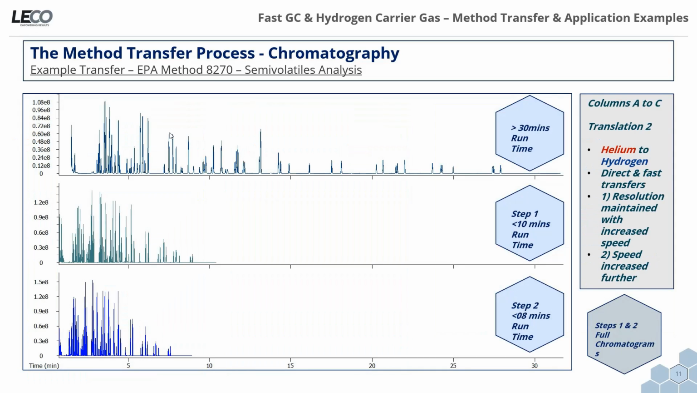And again, let's have a look at how this impacts the actual run times. As before, with that starting column 30 meters by 0.25 in helium, greater than 30 minutes. We move to the 15 meter by 0.15 millimeter ID column with hydrogen. And in the first step, where resolution is maintained, we have run times of less than 10 minutes. And then we increase the speed slightly, and we get to run times of less than 8 minutes.